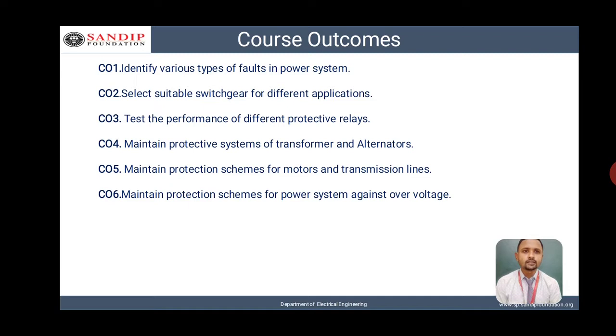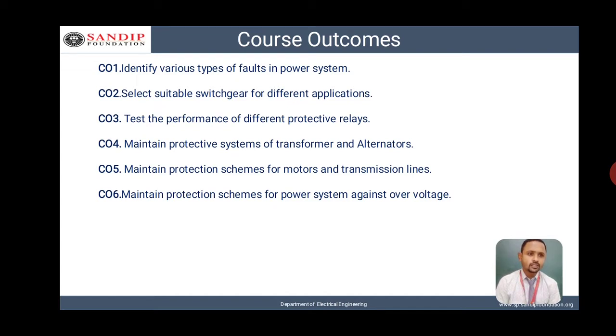Let us see the course outcomes. After completion of this course, the student should be able to fulfill these 6 course outcomes. Course outcome number 1 is identify various types of faults in a power system. After completion of this course, the student should be able to identify the various types of faults in a power system. After that, course outcome number 2 is select suitable switchgear for different applications.